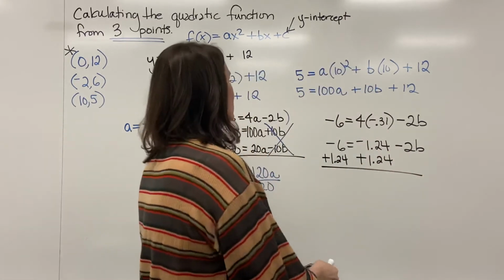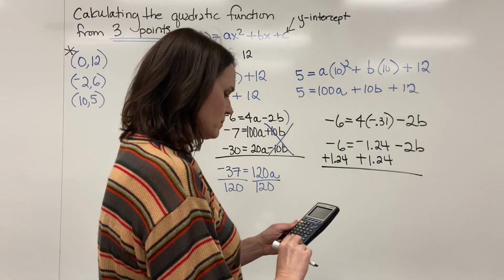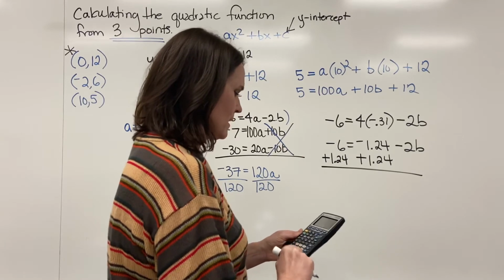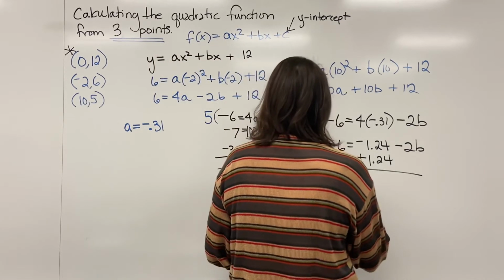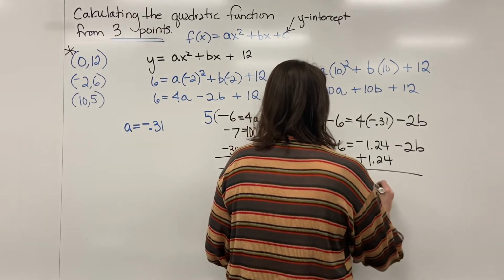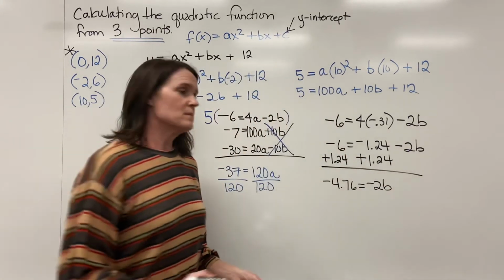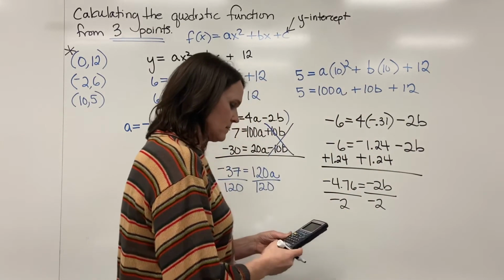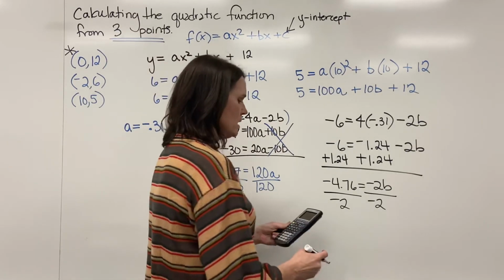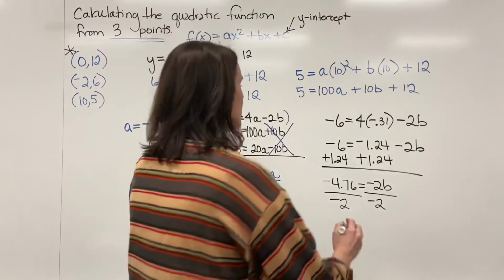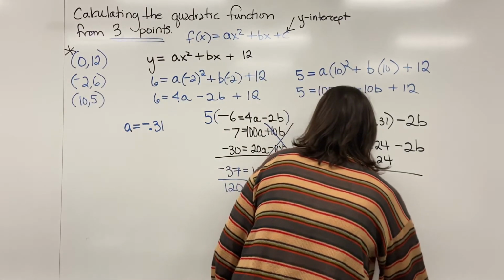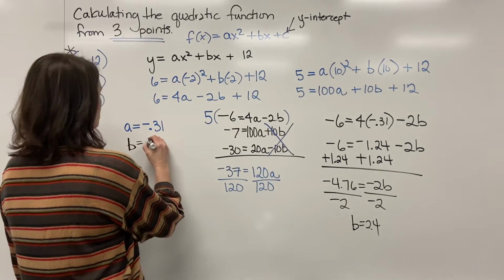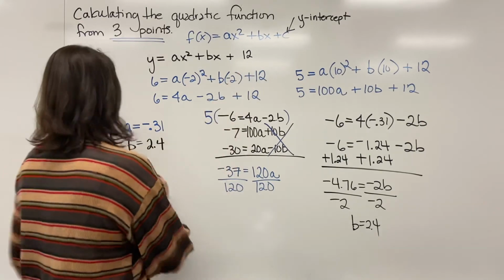All right, so -6 plus 1.24 is -4.76 equals -2b. So now I'm going to divide both sides by -2. All right, so B equals 2.4. All right, so my A equals -0.31, my B equals 2.4, my C equals 12.